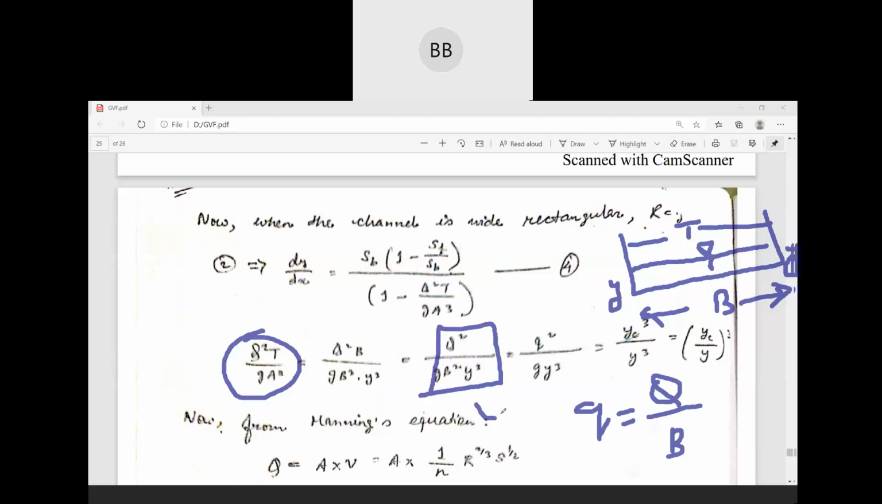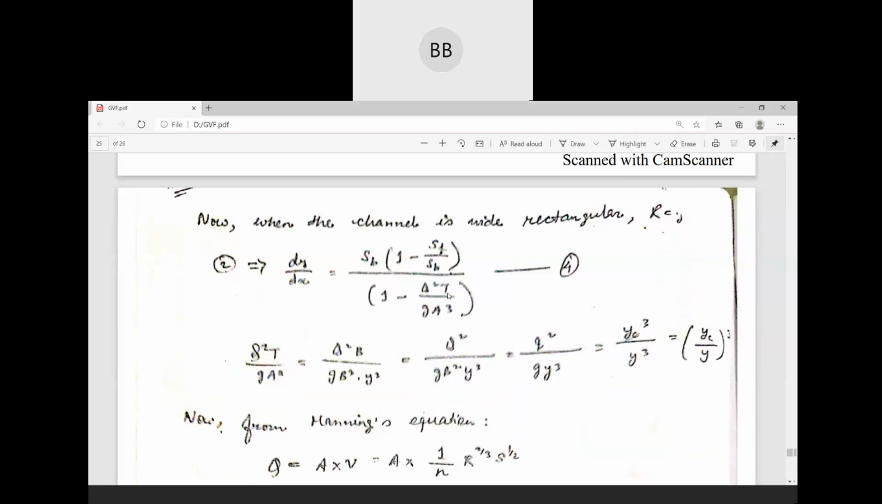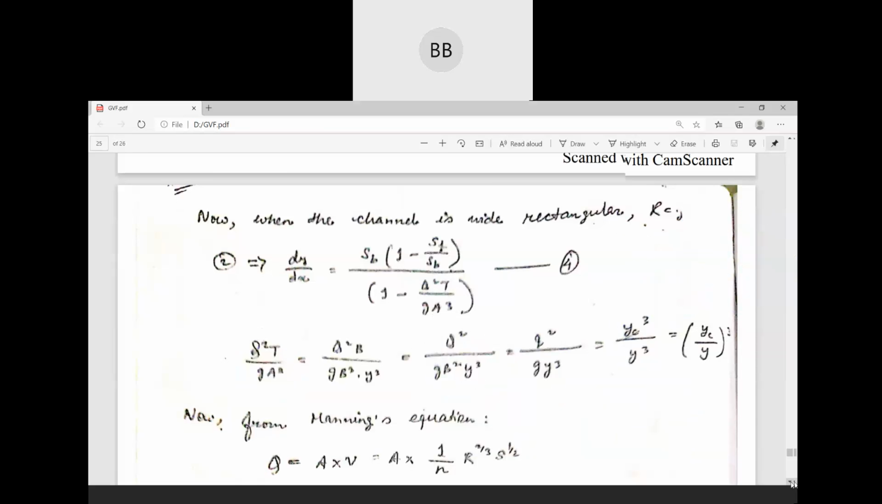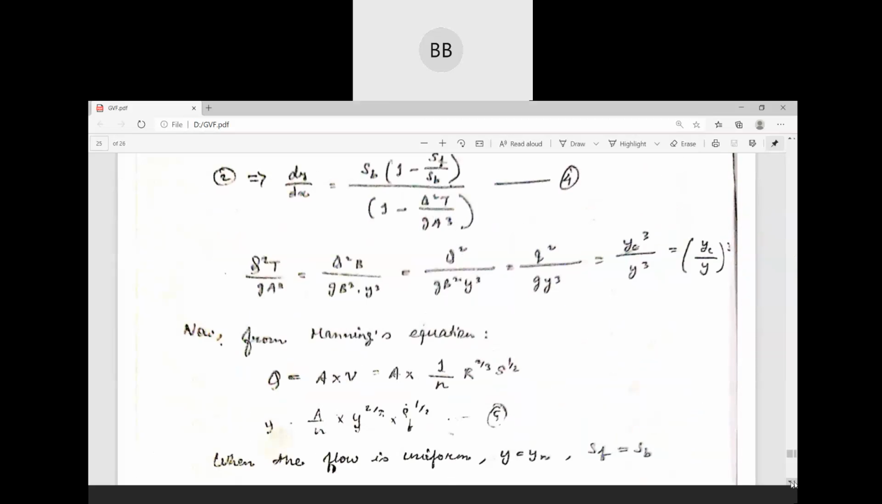So remember yc is q square by g to the power 1 by 3. So yc cube is equal to q square by g, divided by y cube. So you can write yc by y whole cube, and you can substitute here Q square T by gA cube.